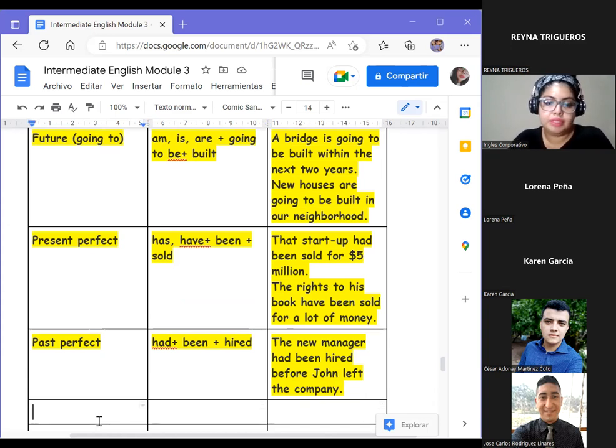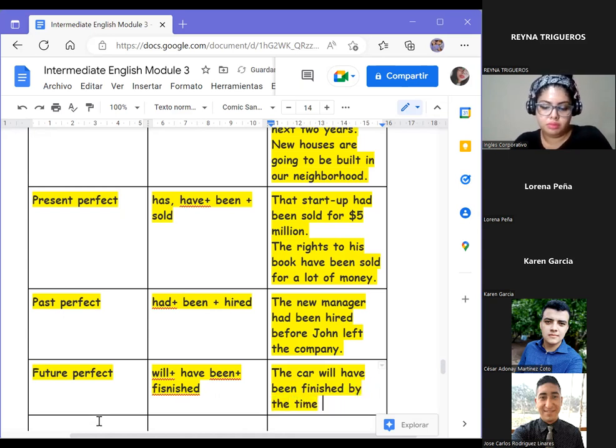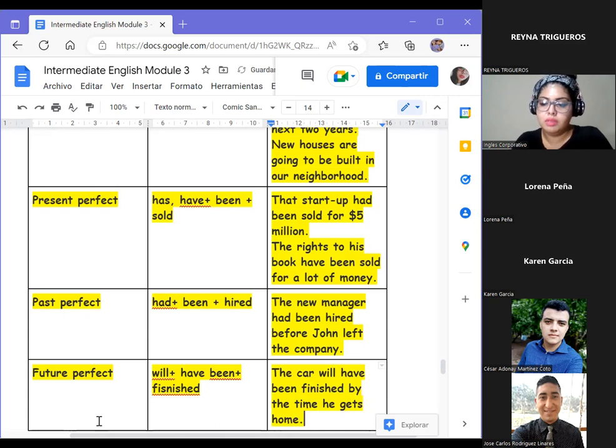And then we have future perfect. In this case, we're going to use will plus have been plus the past participle, finish. And we have the example. The car will have been loaded by the time he gets home. Or in this case, we're going to use finish.